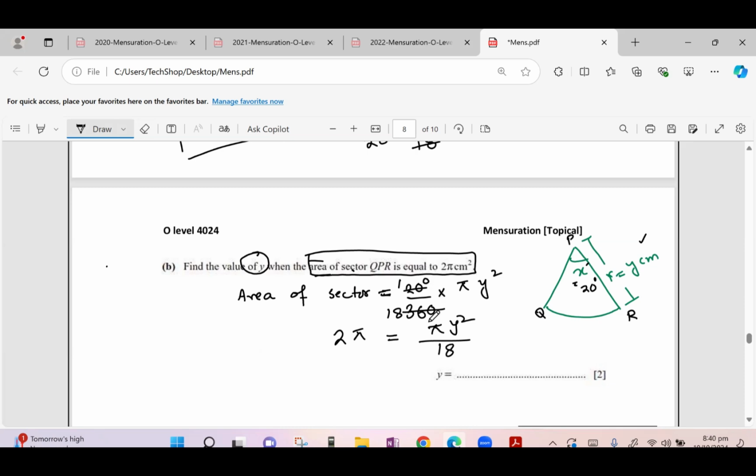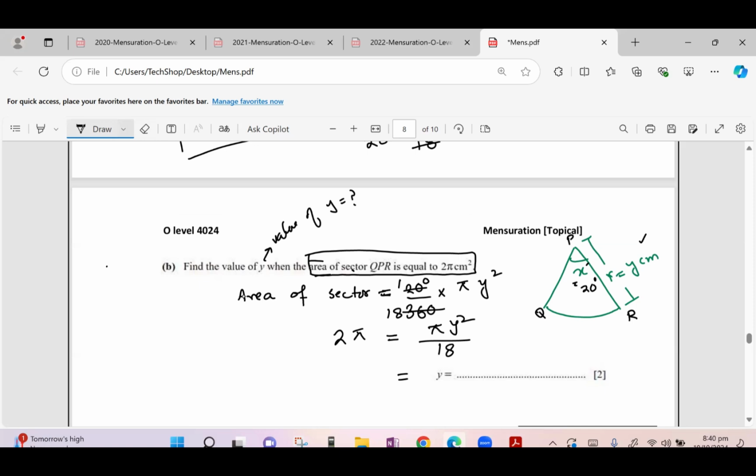But listen, there is some mistake. Pi r square, and you have to present this as 2, is equal to 2 pi. And find out the value of what? In this question, you have to find the value of y.